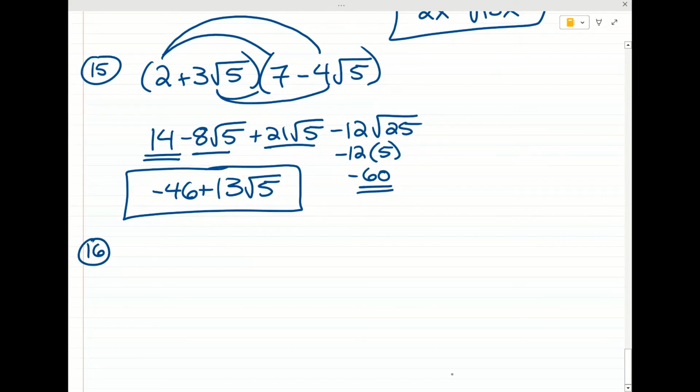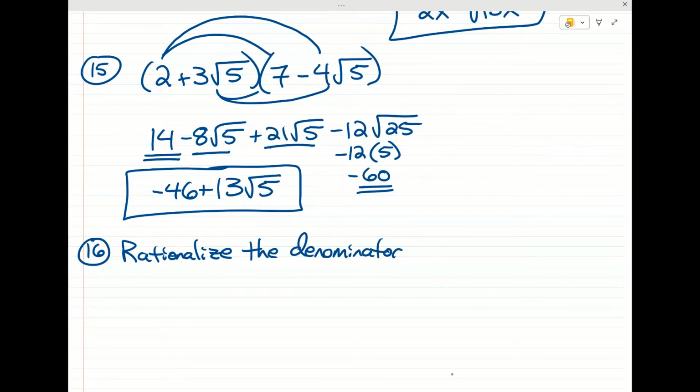Problem 16 asks you to rationalize the denominator. And the problem will be like 6 square root of 5 divided by the square root of 3.